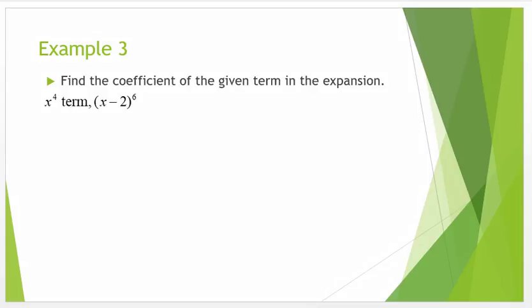Here's another type of question you'll see on many of the assignments. They're not going to ask you to expand the entire row. They're just going to ask you for one specific term. In this case, they want to know what is the term that has x to the fourth power in it if we were expanding x minus 2 to the sixth power.